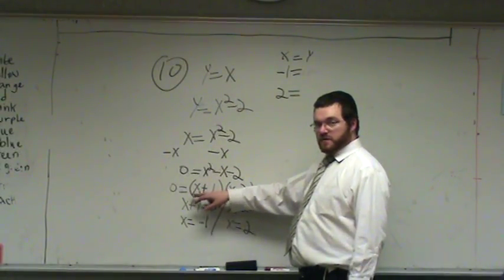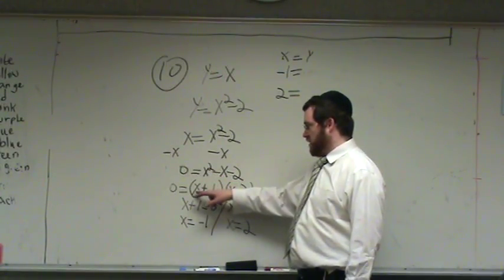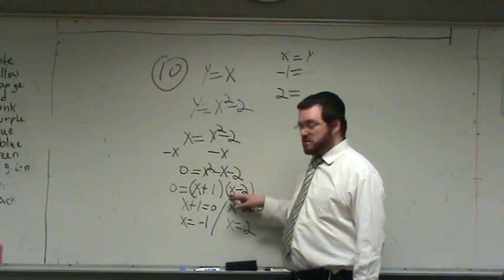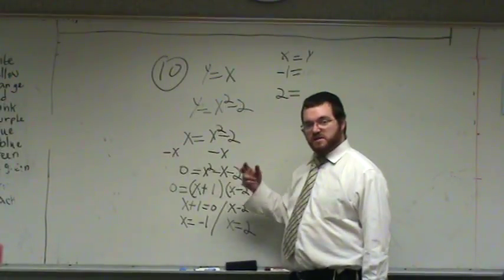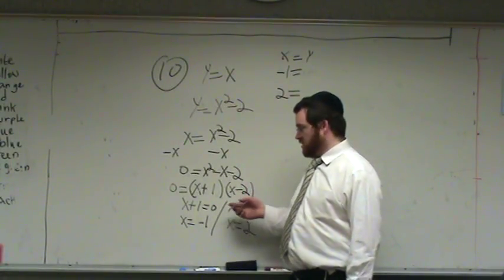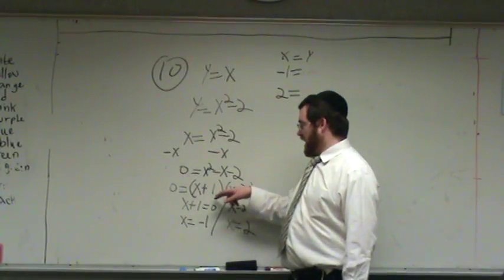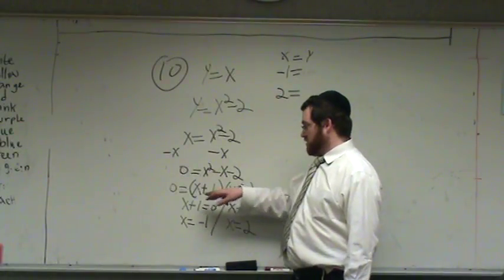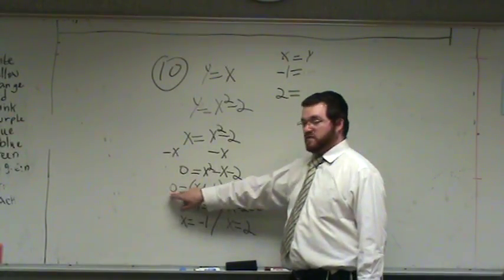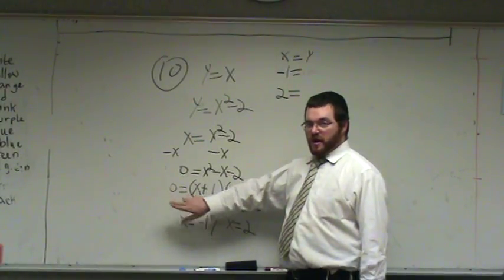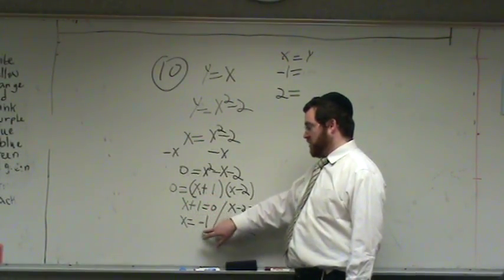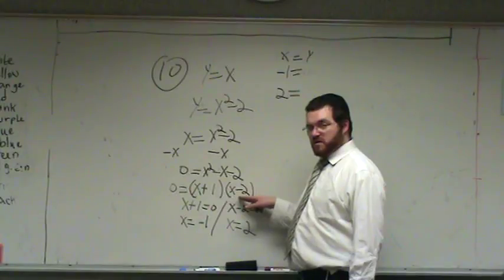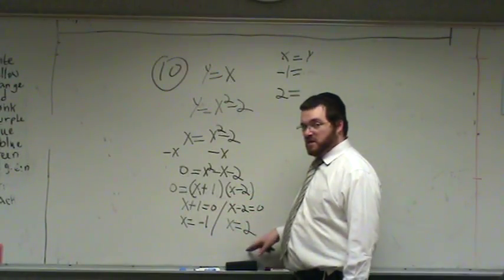Let's FOIL. First, outer, inner, last. X times x is x squared. X times negative 2 is negative 2x. 1 times x is a positive x. And negative 2x plus x is negative x, or negative 1x, because 1 times anything is itself. And last, 1 times negative 2 is negative 2. So therefore, this is the right way to factor it out. So either x plus 1 equals 0, because this has to equal 0. If x plus 1 is equal to 0, x is equal to negative 1, or x minus 2 equals 0, and that would make x equal to 2.